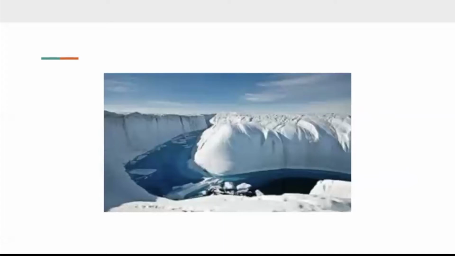Here in this photo, it depicts a continental glacier, and as you can see, it's over the ocean and not over a mountain, and it is large and shelf-like.